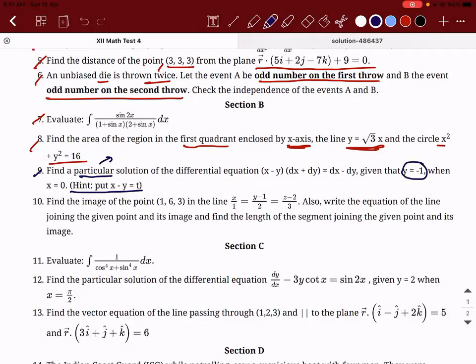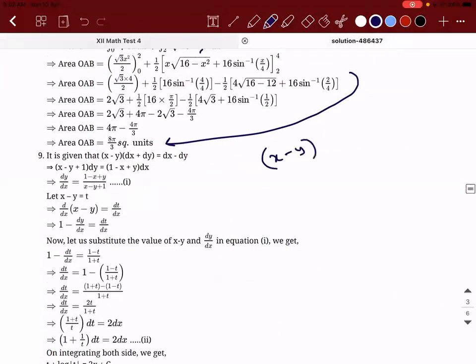Find a particular solution of this differential equation given y is equal to minus 1 when you substitute the value of x is equal to 0. So what is the question? (x minus y) into dx plus dy is equal to dx minus dy. So collect all the dx terms on one side. It will be (x minus y minus 1) dx equal to, you take the dy terms on the other side.